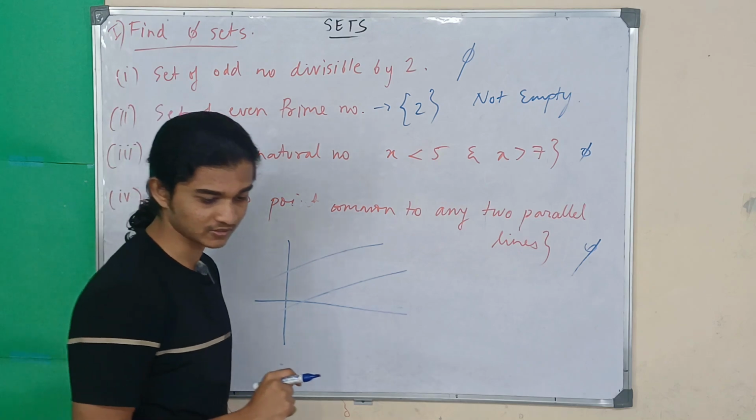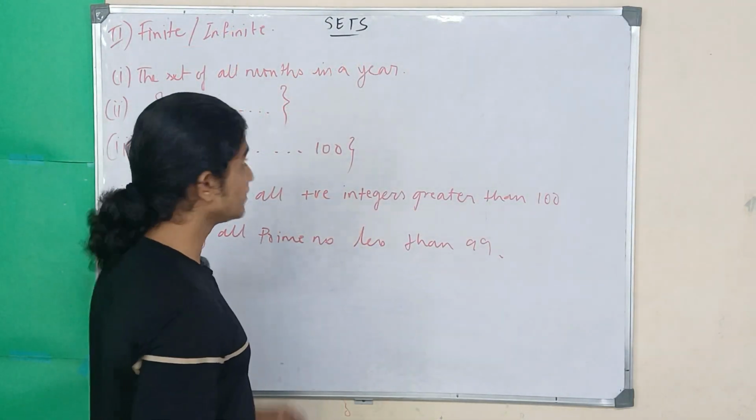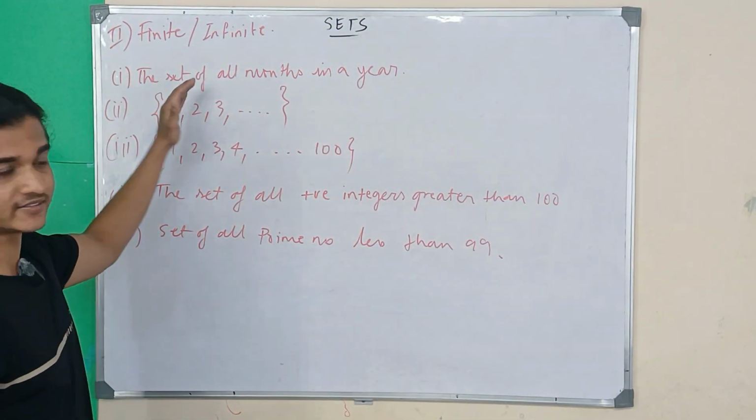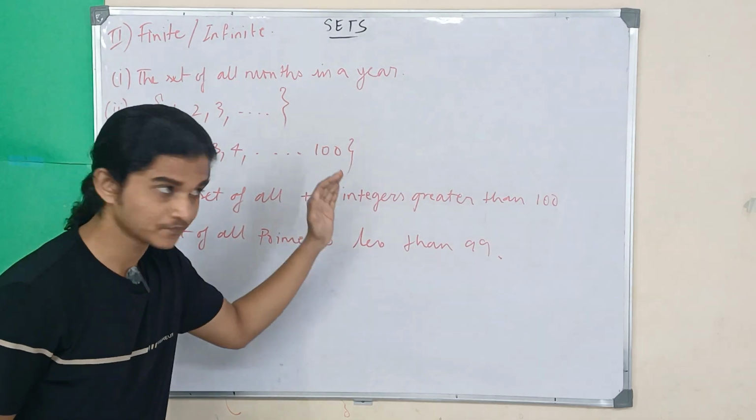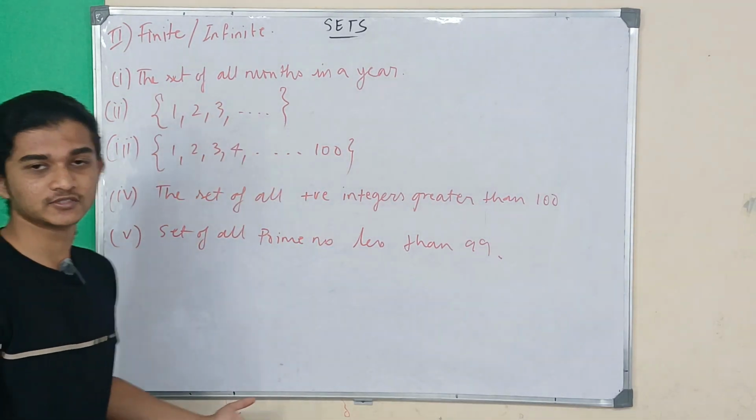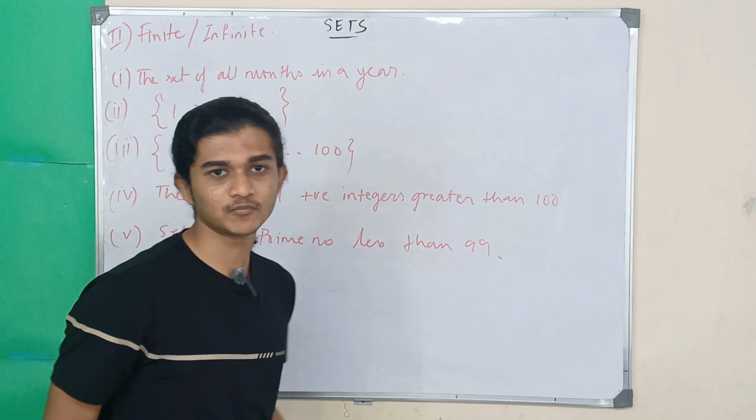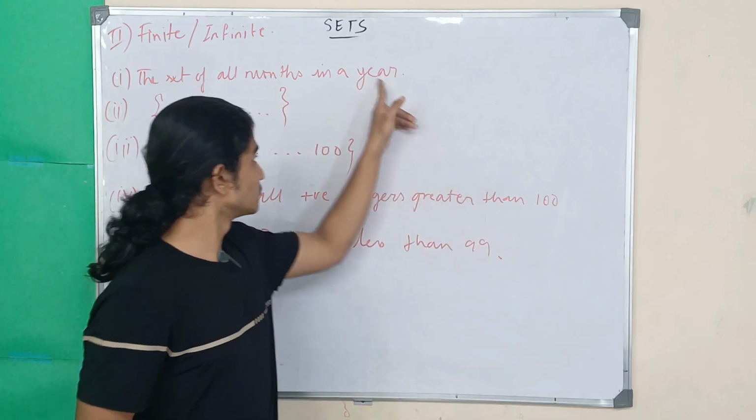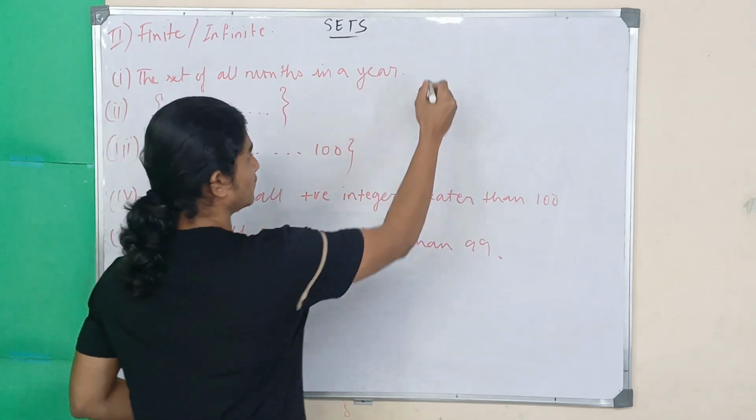Now let us solve the second one. We are supposed to categorize these as finite and infinite sets. Let's start with the first one, the set of all months in a year. Every year has a finite number of months, so I can say it is a finite set.